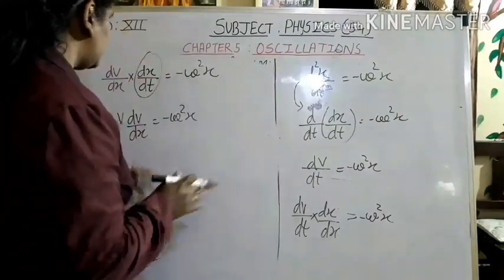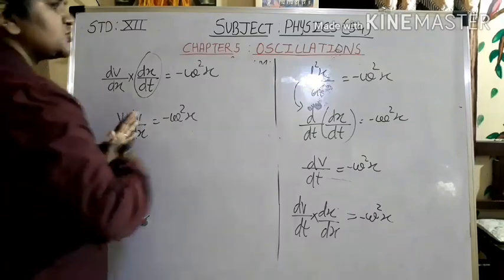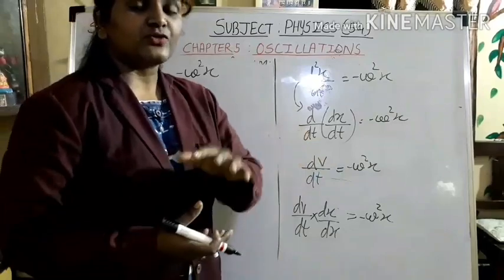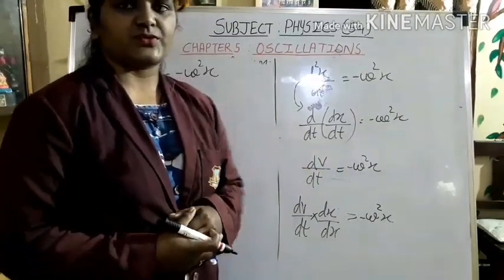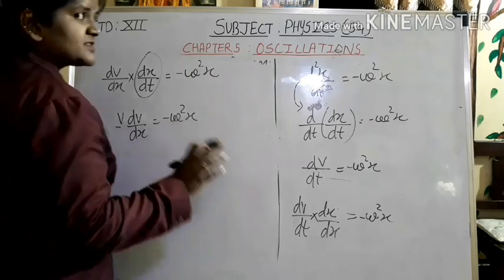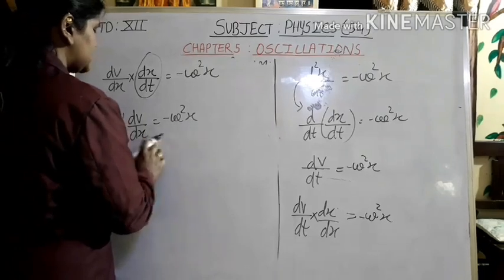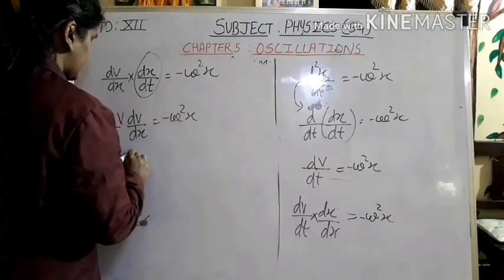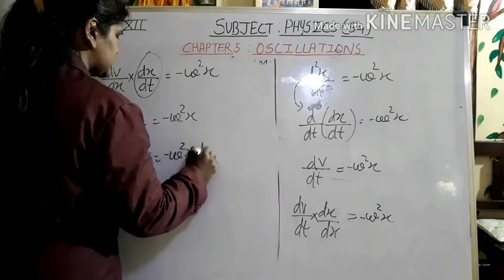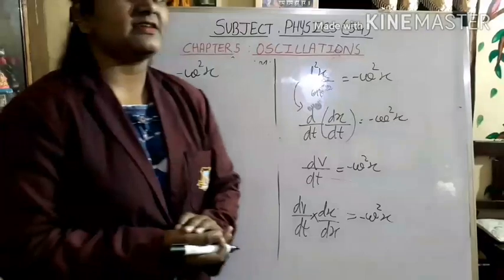Now what I can do, here you can see the term which is having v should be multiplied by the derivative of the same term, so that I can integrate the equation. So here we have v dv, but for x, dx is not there, but it is there on the next side. So I will just multiply this dx to here. So I will get v dv is equal to minus omega square x dx. In this way I can integrate the equation.